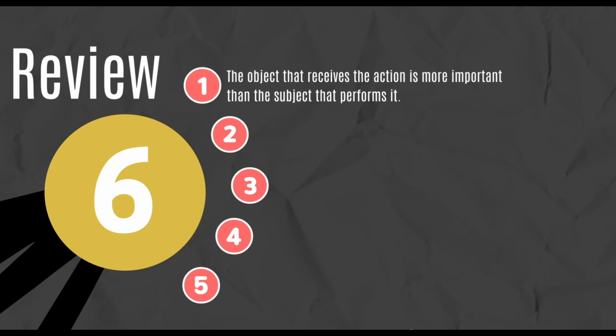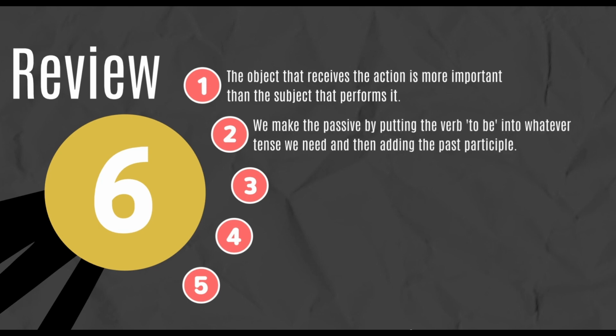Let's review what we have learned in this unit. We use the passive voice to emphasize the importance of the object or the person that receives the action. In order to transform an active sentence into a passive one, we have to use the verb to be in the same tense that is used in the active voice, and then add the past participle of the verb used in the active voice.